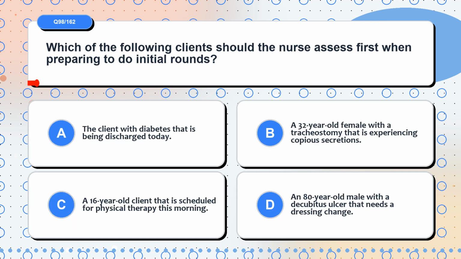Question 98. Which of the following clients should the nurse assess first when preparing to do initial rounds? Here are the options. Option A. The client with diabetes that is being discharged today. Option B. A 32-year-old female with a tracheostomy that is experiencing copious secretions. Option C. A 16-year-old client that is scheduled for physical therapy this morning. Option D. An 80-year-old male with a decubitus ulcer that needs a dressing change.